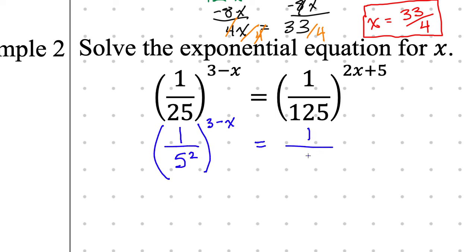5 to the power of... You had it right. You were just saying it. Yeah, 5 to the power of 3. There it is. 5 to the power of 3. All this to the power of 2x plus 5. Thank you. And I'll take your card as well.